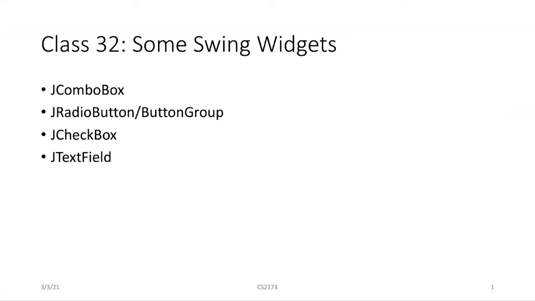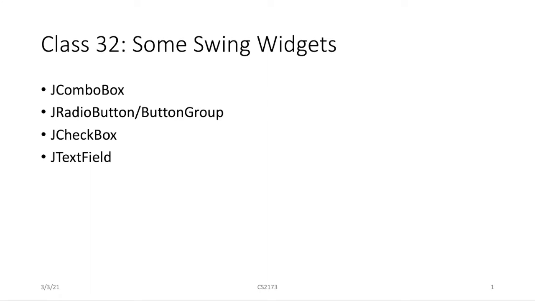Looking at some Swing widgets. For some reason, that's the term they give to these little things that you manipulate or see. We've seen some examples of that with buttons and menus. And today we're going to look at something called a combo box. All of these are things that you've encountered.